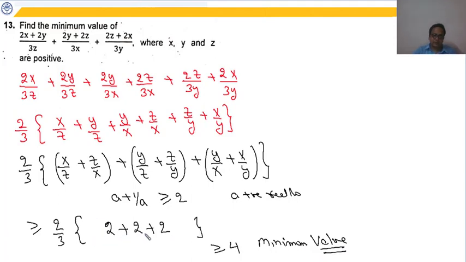It's 2 by 3 of 2 plus 2 plus 2. That is 2 into 6 by 3. That is 2 into 2, which is 4. So we had minimum values. As we keep on increasing values of x, y, z, we are getting higher and higher values. We do not have a higher cap, but we had a lower cap. Lower limit is 4. It cannot go less than 4.